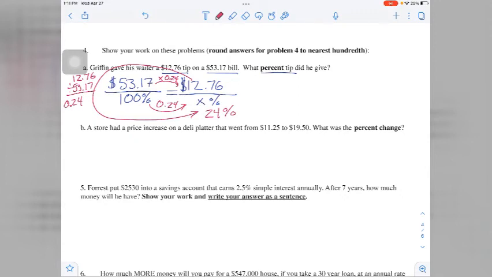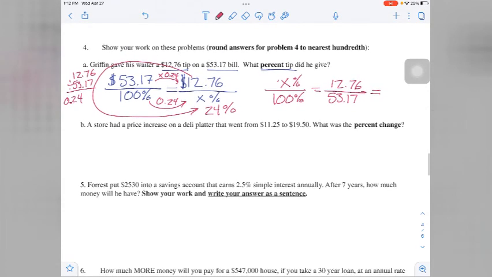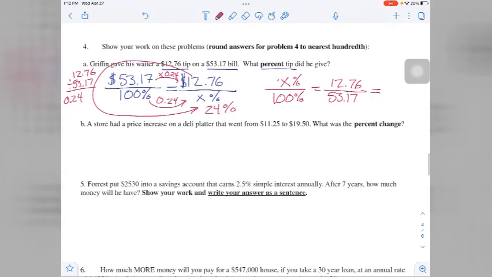But there was another way that students were doing it that I really liked, where they were associating these differently. Instead of associating the 100% with the money vertically, they were associating it across. So it was going 53.17, and then the X percent, the unknown percent, was going with 12.76. If you just solve this, it's going to give you your percent. So if you do 12.76 divided by 53.17, you should get that same really long 23.9 whatever percent.